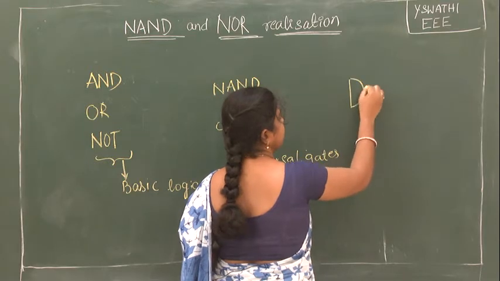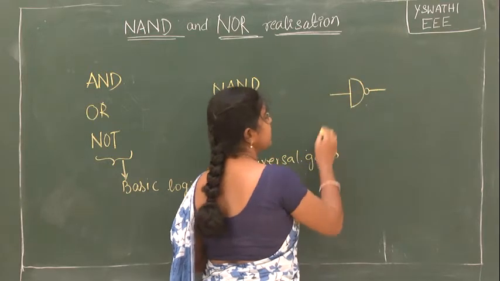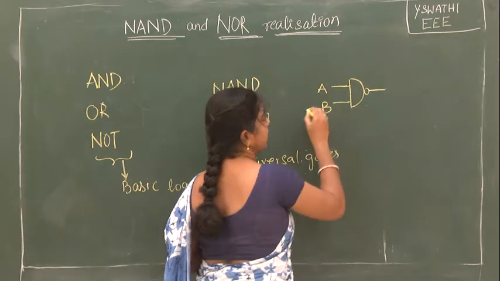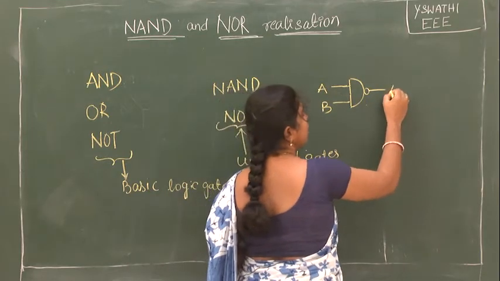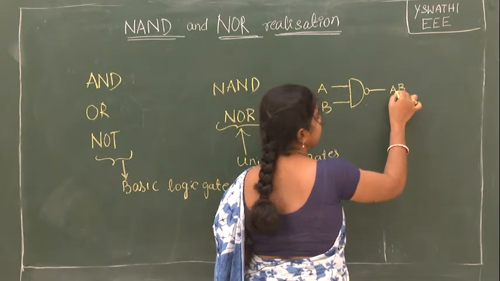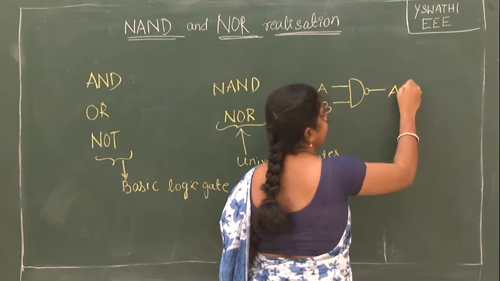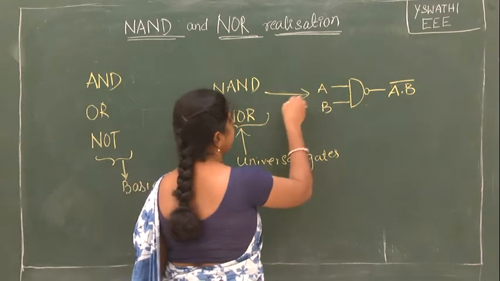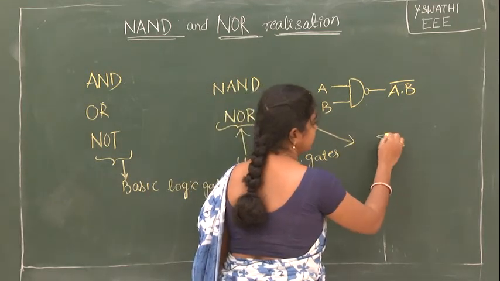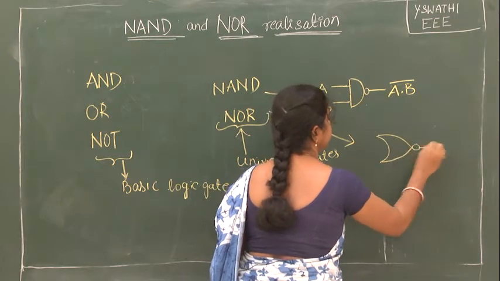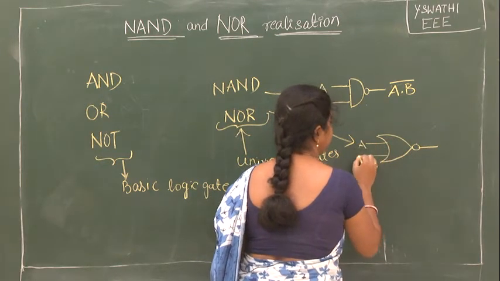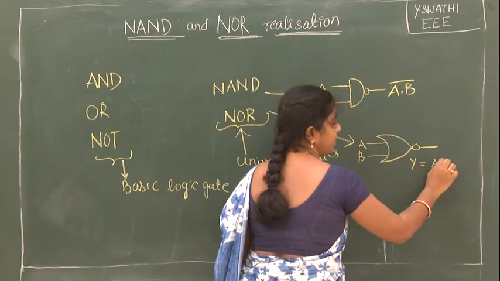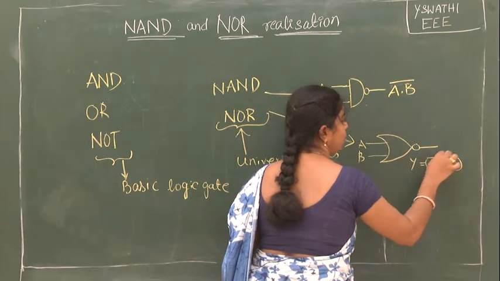the NAND gate. So what is the input? If there are two inputs A, B, then what is the output? It is nothing but complemented AND, right? So A dot B, and this is complemented. And for the NOR gate, it is nothing but complemented OR. If A, B are inputs, then the output Y is nothing but complemented OR. So A plus B whole complemented.